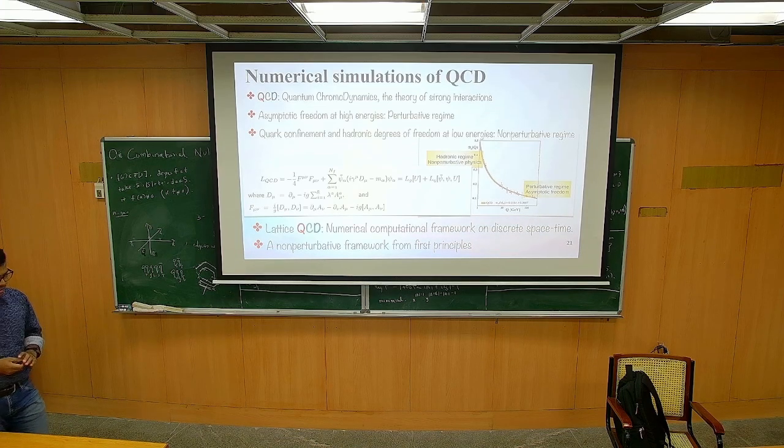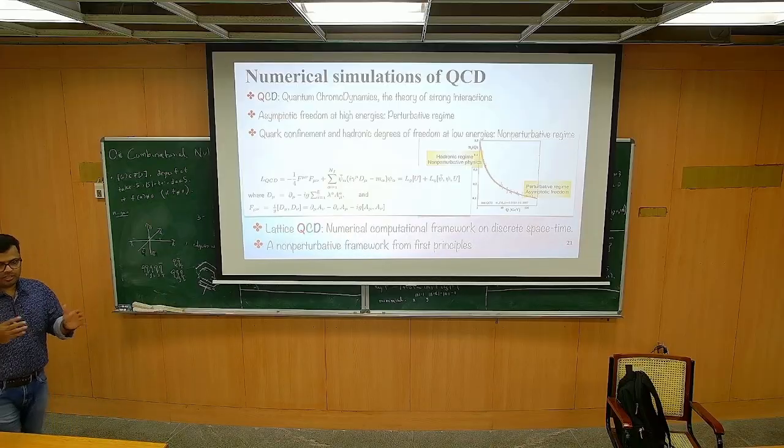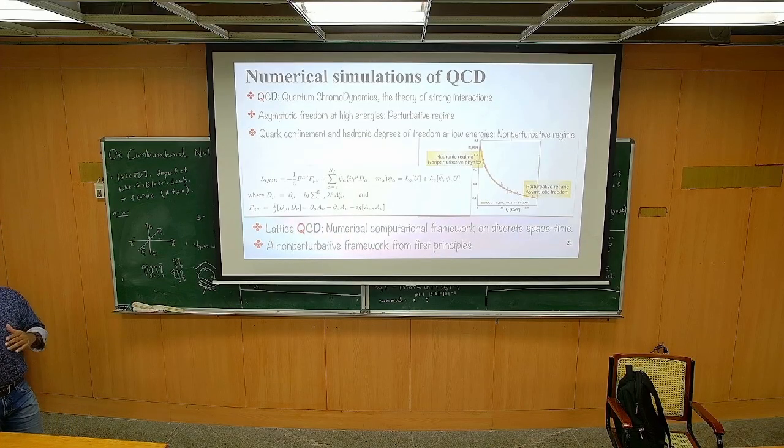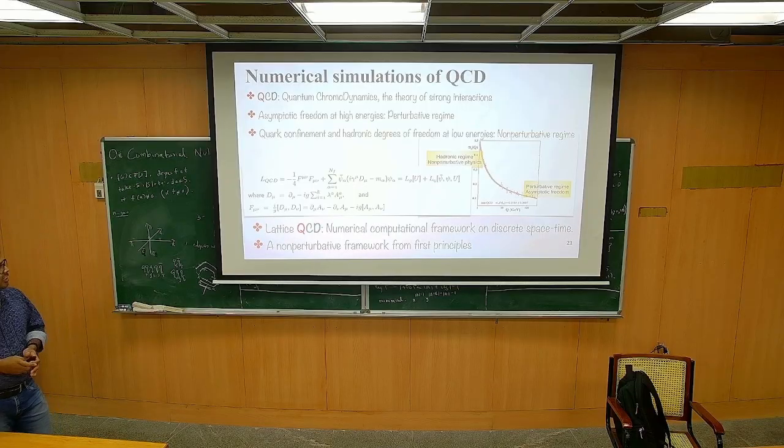Why do I take a discretized space-time grid? That will be clear in a moment. But we define this theory on a discretized space-time grid. When I say discretized, I mean there is a spacing, that is, I have only discrete points in space and discrete points in time. And I define this theory on this discretized space-time grid, okay? And then try to study this using computers.